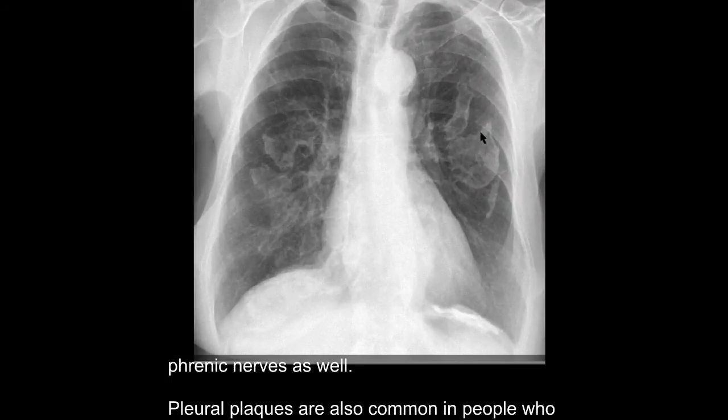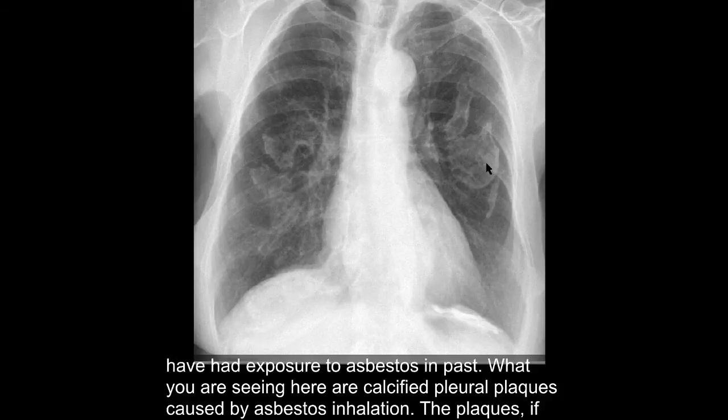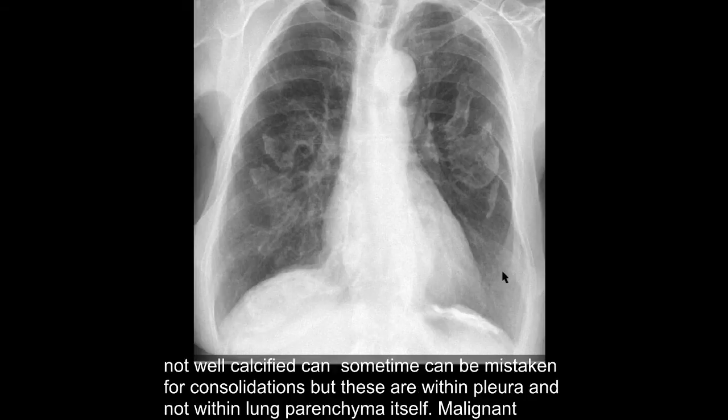Pleural plaques are common in people who have had exposure to asbestos in the past. What you are seeing here are calcified pleural plaques, and you can also see some calcification under the diaphragm just here as well. The plaques, if not well calcified, can sometimes be mistaken for consolidations, but these are within the pleura and not within the lung parenchyma itself.